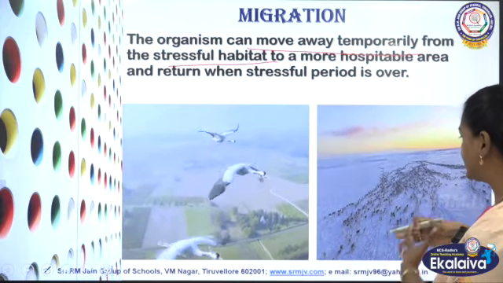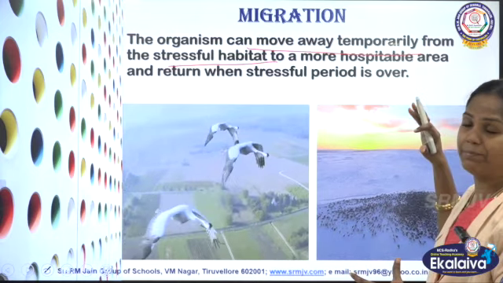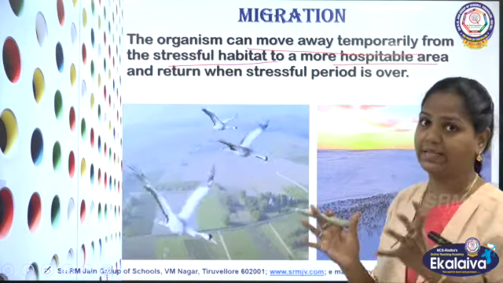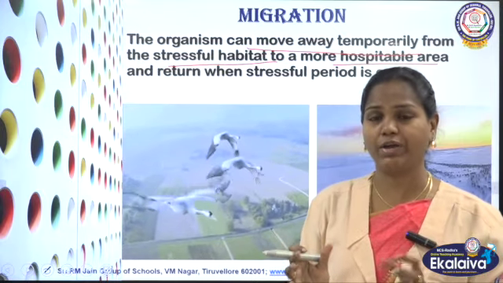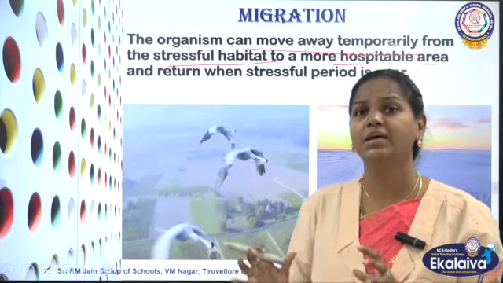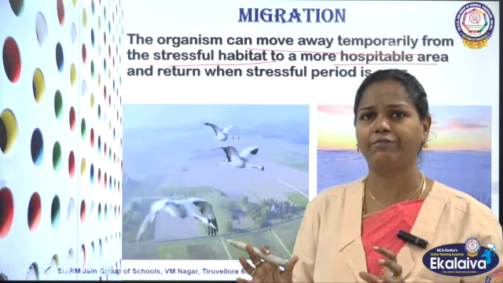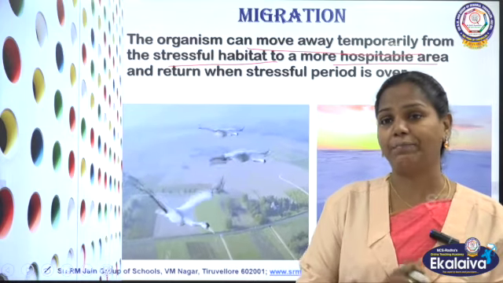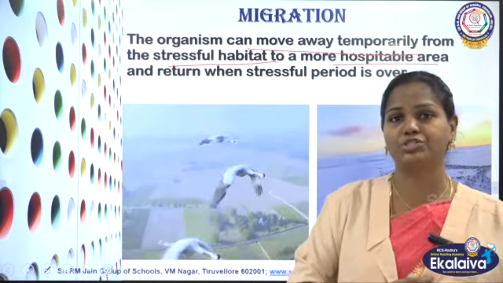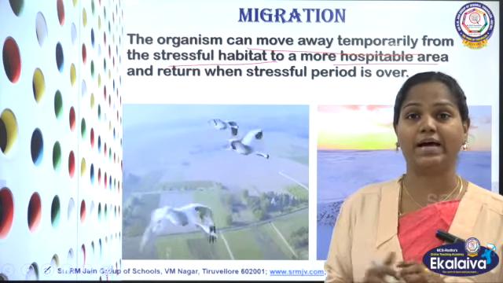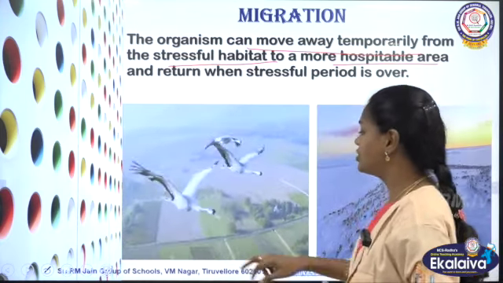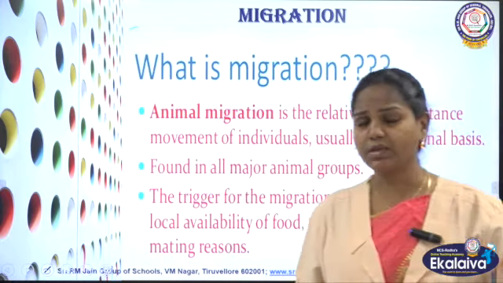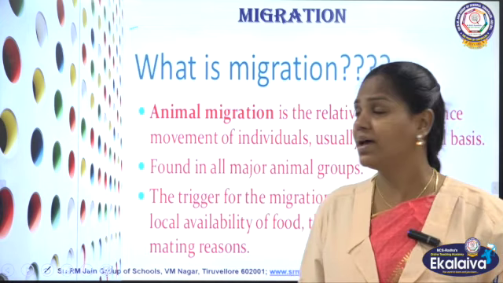In a group they start moving away from that habitat, searching for a more hospitable area, that is, a favorable condition. Wherever they find that favorable condition, they live there for a short period of time. Once the favorable condition returns to the original habitat, they move back to it. This is what we call migration, and this is how animals escape adverse conditions in their habitat.